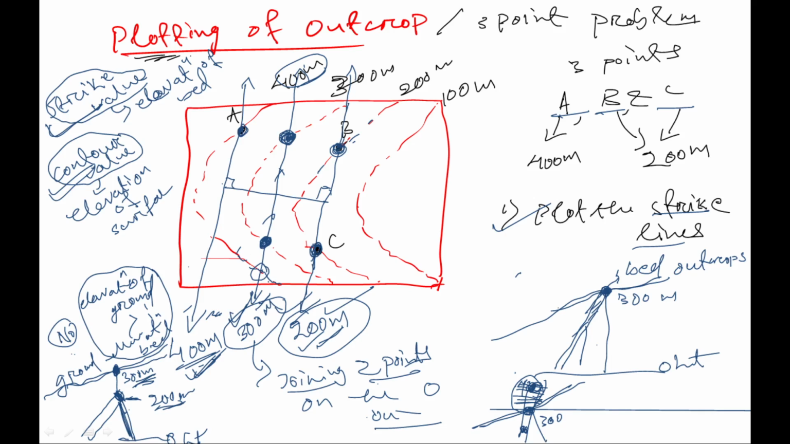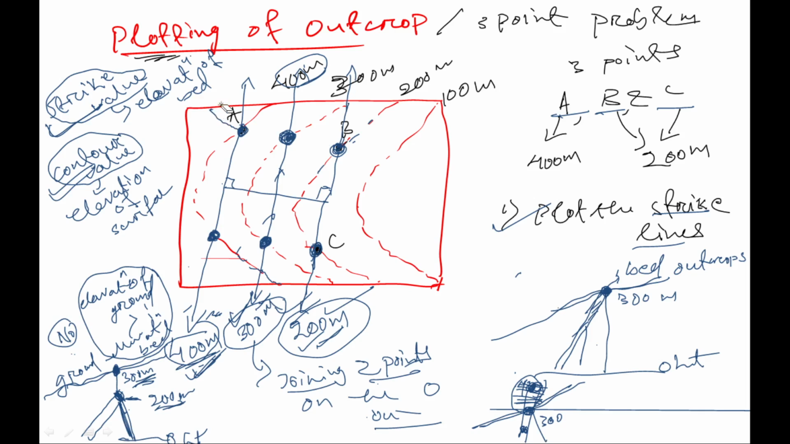Contour value is 400 meter, means what? The ground surface is at 400 meter. So the bed is below. You cannot see the outcrop here. Then again, this is the strike line of 400 meter value, and these are 2 points having 400 meter. Now you can plot the outcrop like this.